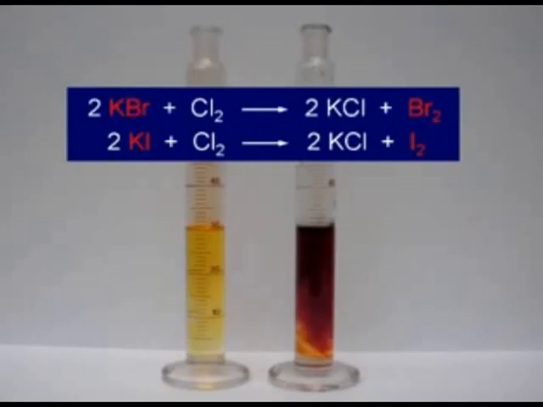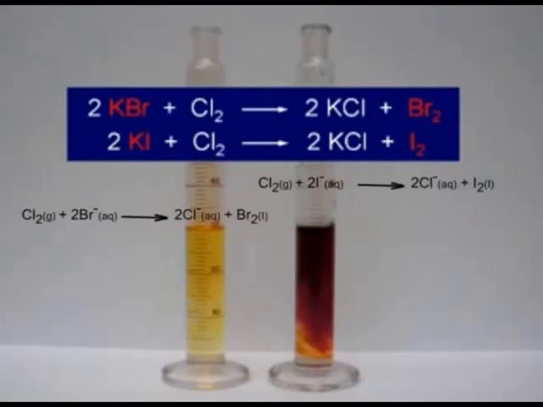Both of these cases are oxidation-reduction reactions. In the first one, chlorine oxidizes bromide ions to elemental bromine. Chlorine is itself reduced to chloride ions. In the second reaction, chlorine oxidizes iodide ions into elemental iodine. Thus, chlorine is a stronger oxidizing agent than both bromine and iodine. This is because chlorine is more electronegative than both bromine and iodine. The net ionic equations for the two reactions are as follows.